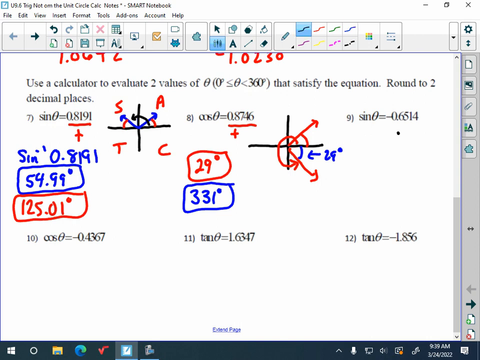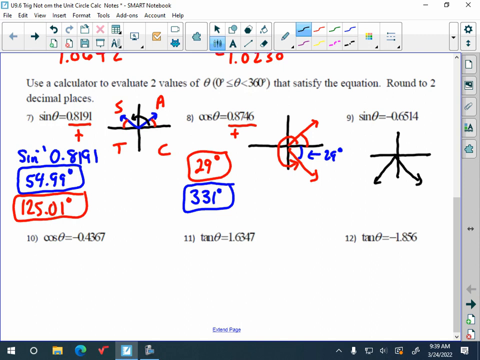All right, number 9. Now it's negative. So what two quadrants is sine negative in? So sine is the y coordinate. Okay, 3 and 4. All right, so let's see what the calculator gives us. Remember, the one in quadrant 3, the answer has to be between 180 and 270, and the one in quadrant 4 has to be somewhere between 270 and 360. So let's see what the calculator gives us.